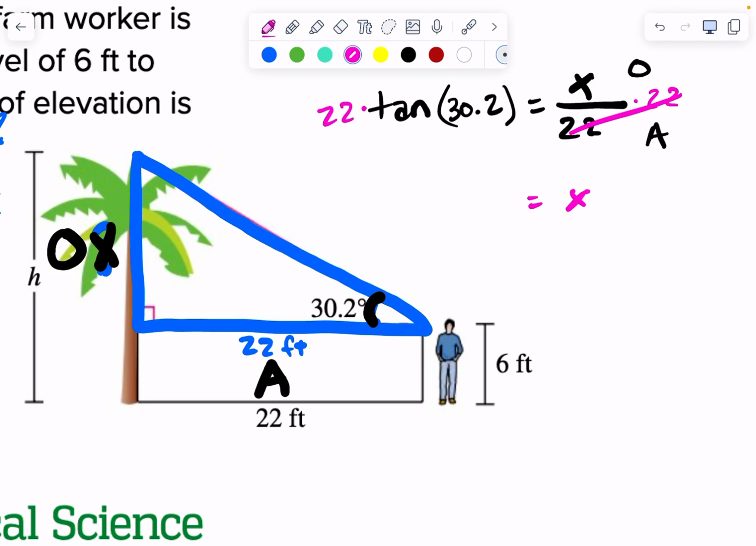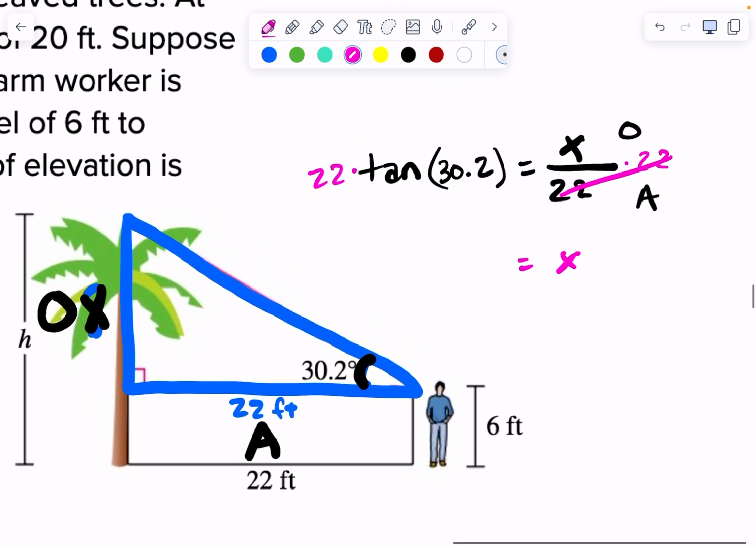Wait a second. Do you want to have your calculator in radians or degrees, or does it matter? Degrees. It does matter, because we're in degrees right there. 30.2 is a degree measurement, so you need to make sure your calculator is in degrees right now.